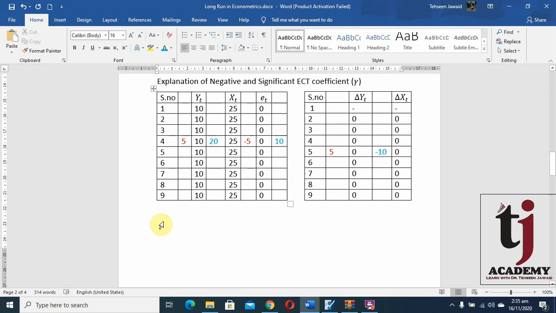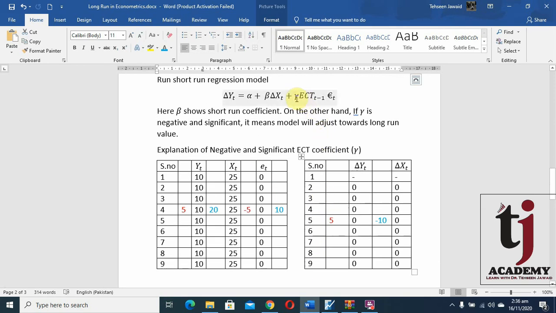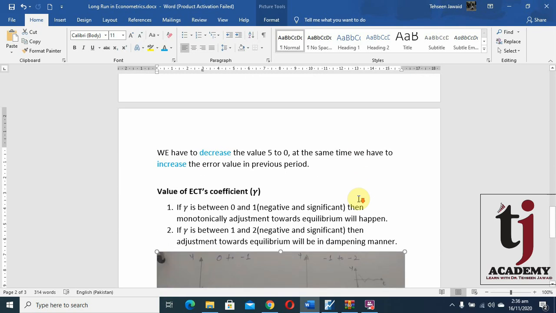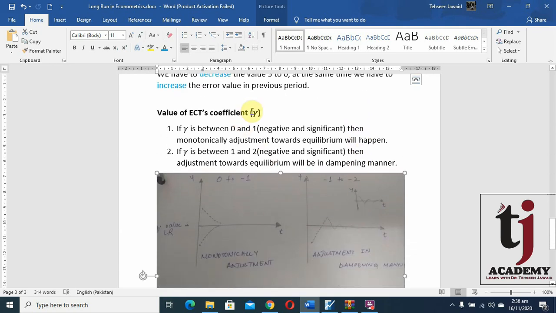So this is the theoretical explanation of the negative sign of gamma. Now we are going to discuss the range of the value of this coefficient, the ECT's coefficient. If gamma is between 0 and 1, obviously with negative sign and significance, then adjustment will perform monotonically like this.